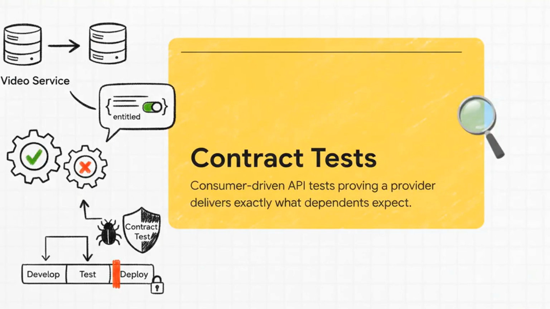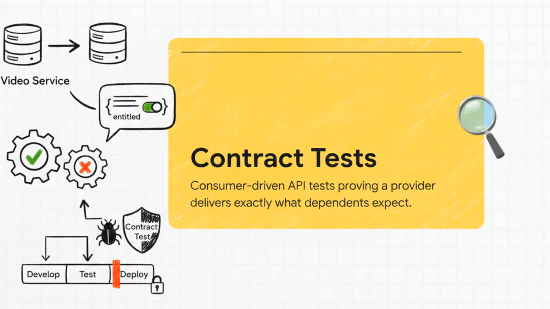Contract tests are actually super fascinating. You know microservices communicate over APIs, right? Well, imagine a video service that calls a subscription service just to check if a user is actually allowed to watch a video. It expects a JSON response with a specific field. Let's say it's a Boolean called entitled.